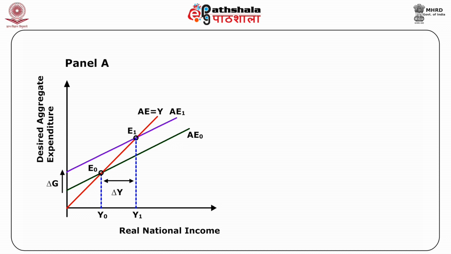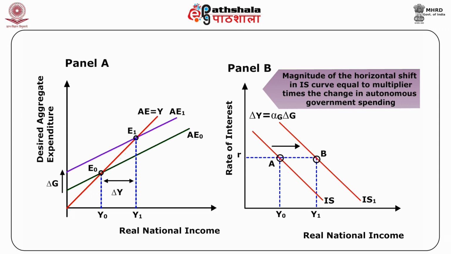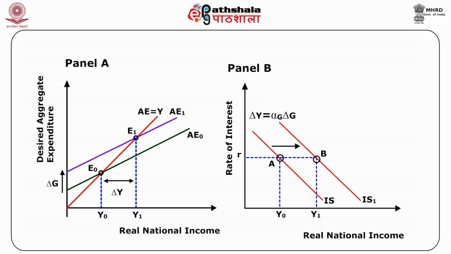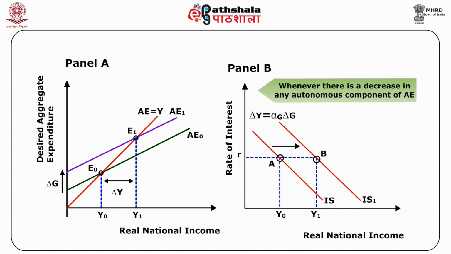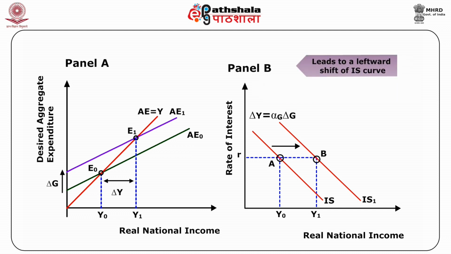When autonomous government expenditure rises, the AE curve shifts upward to AE1 and the equilibrium level of income rises to Y1 at the interest rate R. As a result of this, the IS curve shifts rightward in panel B of the figure. At rate of interest R, equilibrium income is now higher. The magnitude of the horizontal shift in the IS curve is equal to the multiplier times the change in autonomous government spending. In contrast, whenever there is a decrease in any autonomous component of AE, this will lower the equilibrium level of income at each interest rate and lead to a leftward shift of the IS curve.